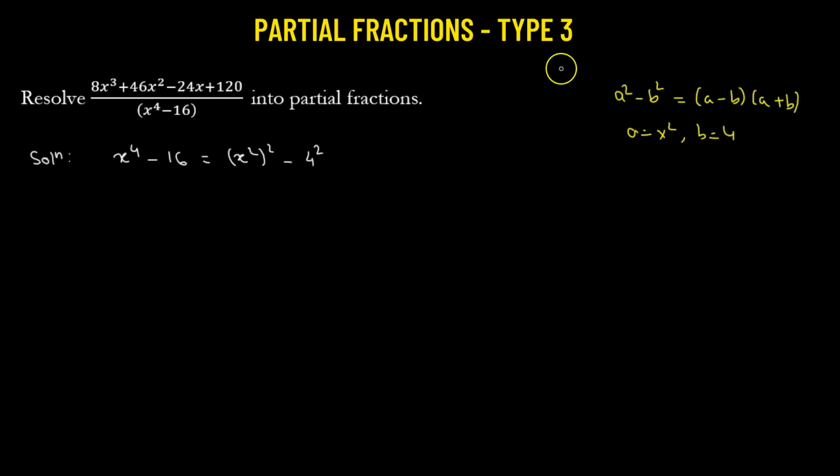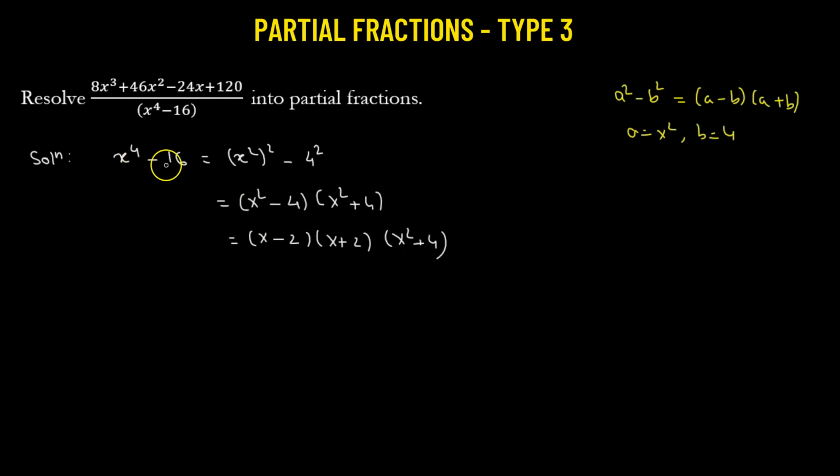So if we substitute this, we are going to get x squared minus 4 multiplied by x squared plus 4. Furthermore, we can again factorize x squared minus 4. That's going to give us x minus 2 times x plus 2 multiplied by x squared plus 4. So that means x raised to the power of 4 minus 16 has 3 factors.